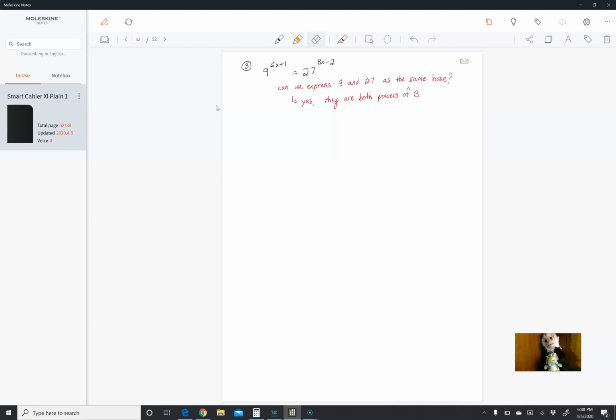So notice we're not asking ourselves, is 27 a multiple of 9? Multiples don't matter. We're saying, are they powers of the same number? So 9 is equal to 3 squared, and 27 is equal to 3 cubed. So we're not looking at multiples, okay? We're looking at powers. So now what that means is that we can rewrite 9 as 3 squared, and we can rewrite 27 as 3 cubed.